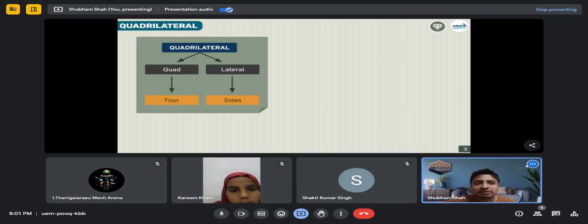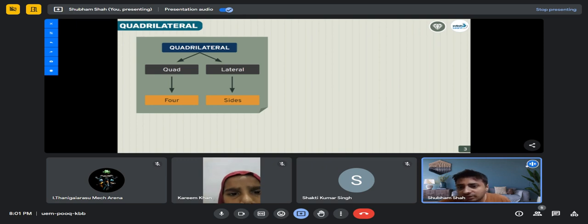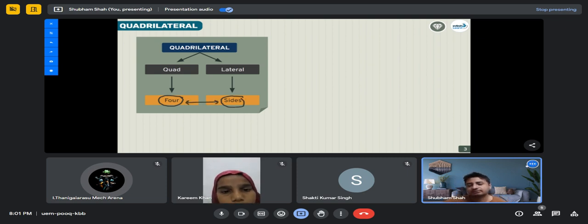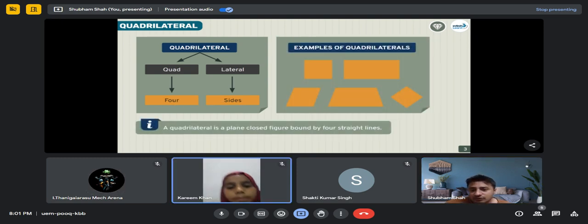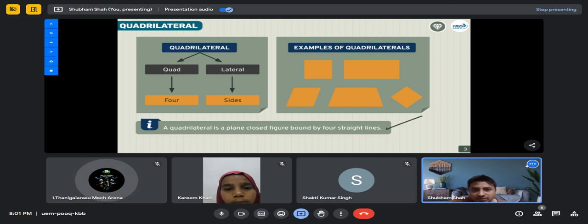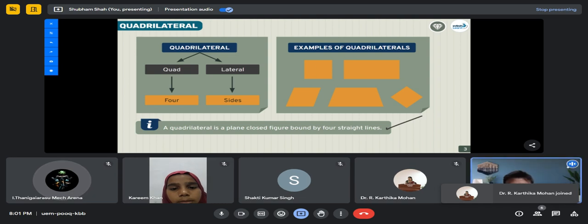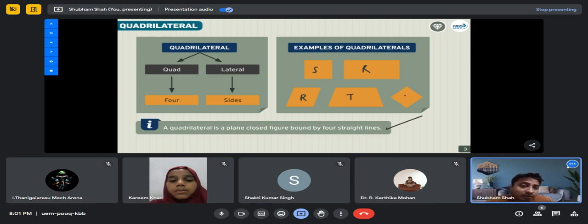Quadrilateral is made up of two words, quad and lateral. What is the meaning of quad? Quad means four and lateral means sides. So quadrilateral means a figure that has four sides. Clear? So a quadrilateral is a closed figure bounded by four straight lines. Examples of quadrilaterals: square, rectangle, rhombus, trapezium, or kite. Clear?